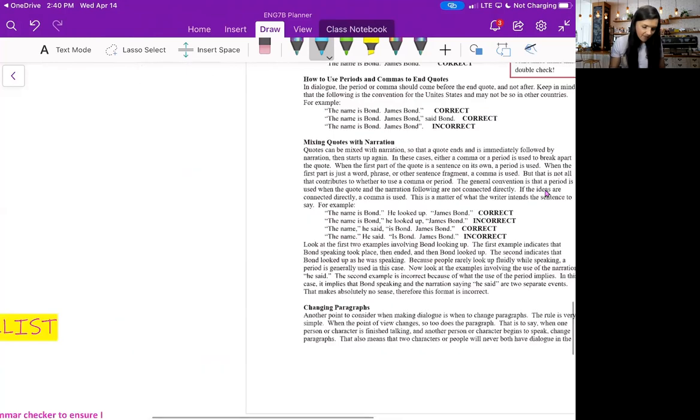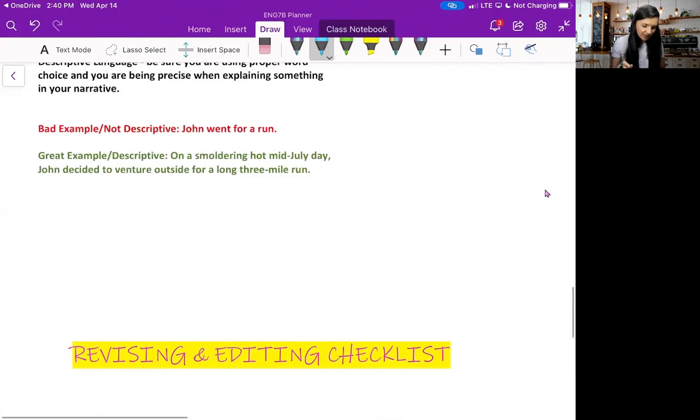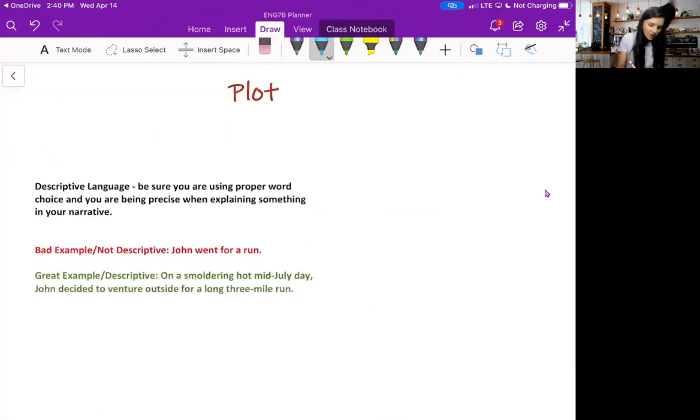All right, and let's go back to descriptive language, okay? So with descriptive language, you want to make sure you're being precise when explaining things in your narrative. So I wanted to give you an example. Okay, this sentence here, John went for a run. Not very descriptive. This sentence right here, on a smoldering hot mid-July day, John decided to venture outside for a long 3-mile run. Notice the descriptions that are added here.